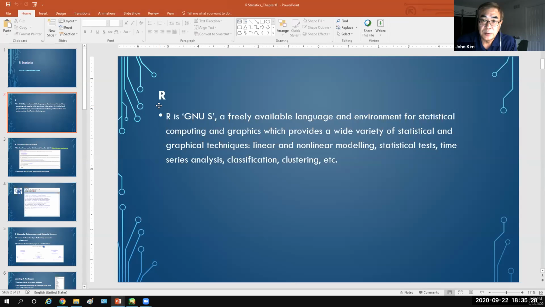R is one of the computer programs to solve quantitative methods. Using R, we can do linear programming, modeling, statistical tests, time series analysis, and so on. Nowadays, in the real world and in real industry, they use R and R Studio.